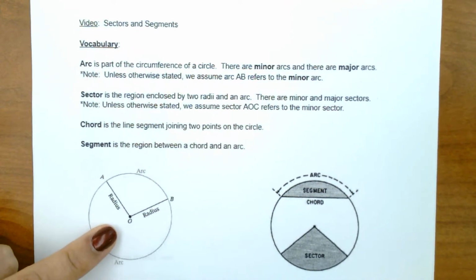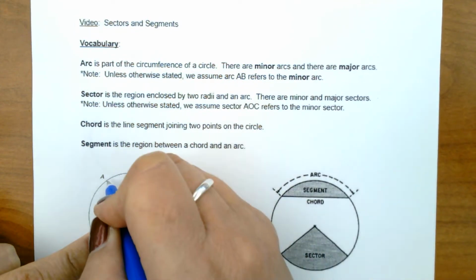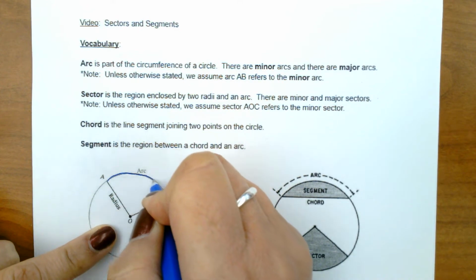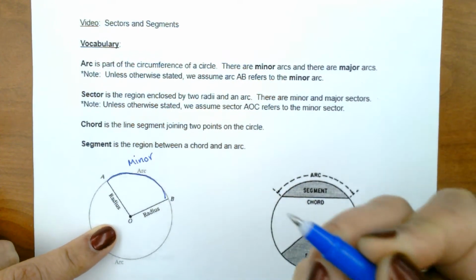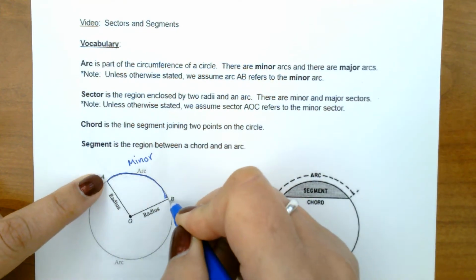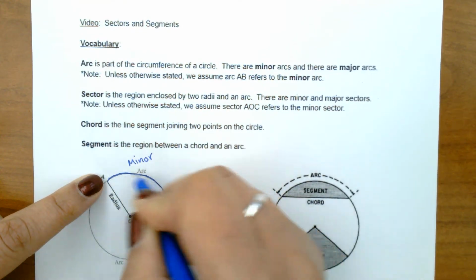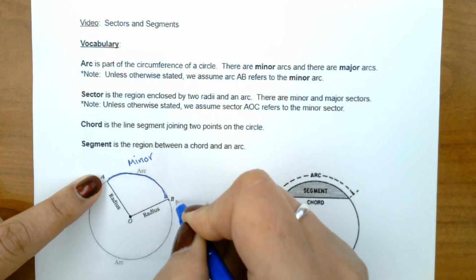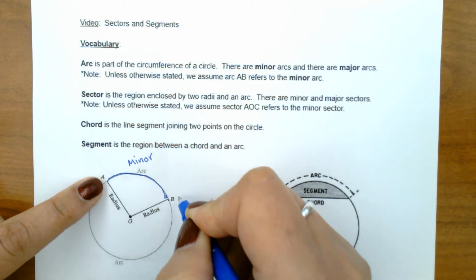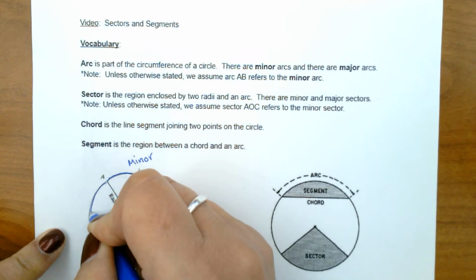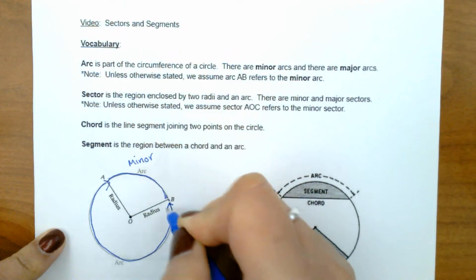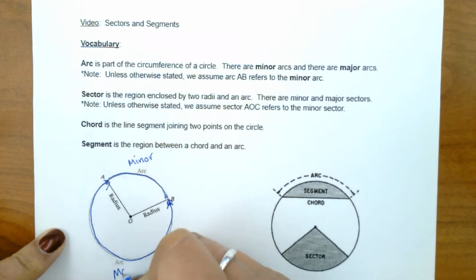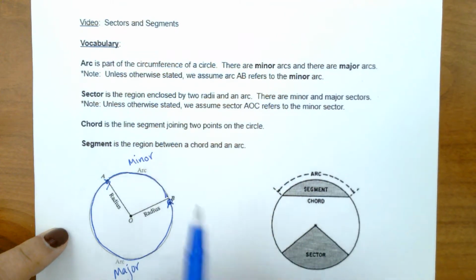Let's take a look at this first picture. This arc right here would be the minor arc. So if a problem states find arc AB from A to B, how long that is, then they would want the minor one. They would have to specify if they want the major one, which is this one here, from there to there. So we have the minor one, the little one, and then the major one.